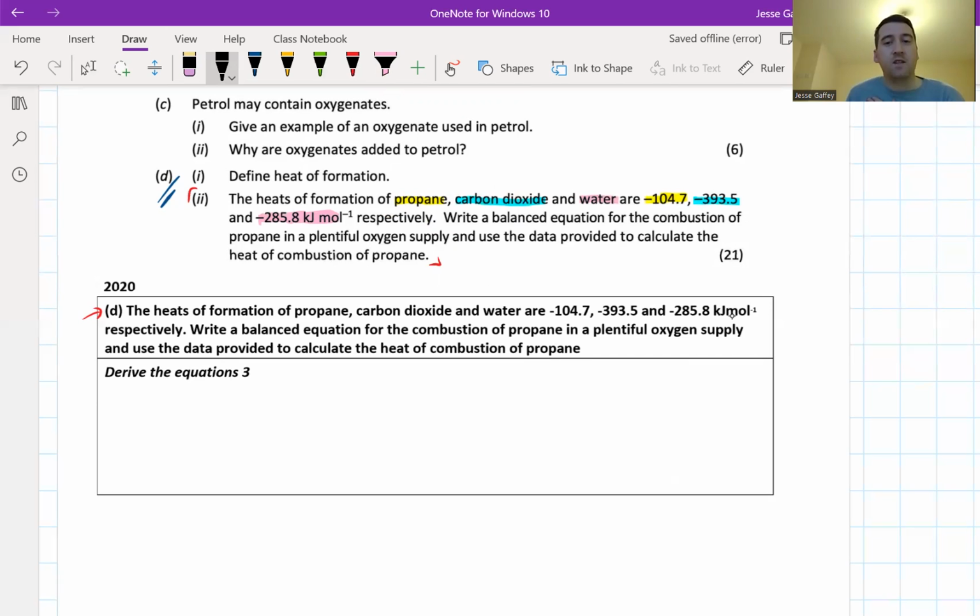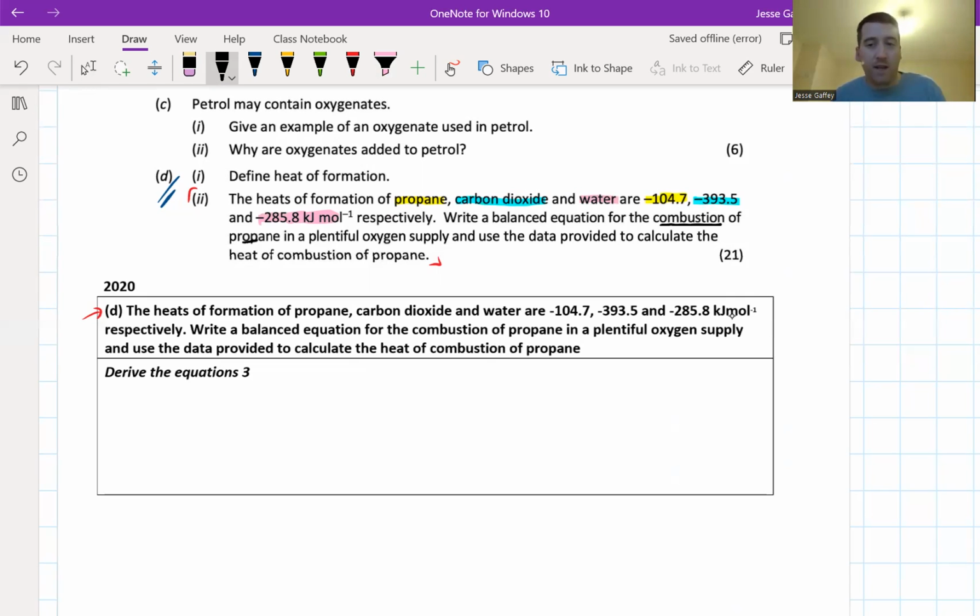It says, write a balanced equation for the combustion of propane in plentiful oxygen supply. So overall, the reaction we want to know about at the end is the combustion of propane in plentiful oxygen. So excess oxygen, loads of it. And use the data provided to calculate the heat of combustion of propane. All right, so that's the overall, the big picture. What we want to find at the end is the heat of combustion of propane.